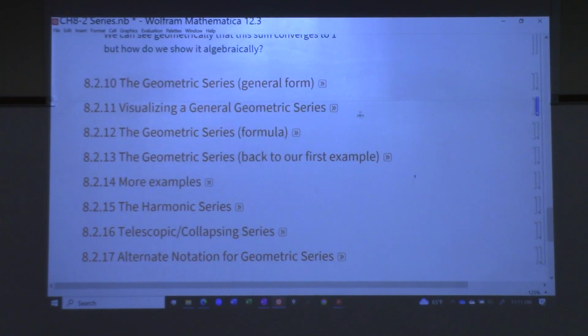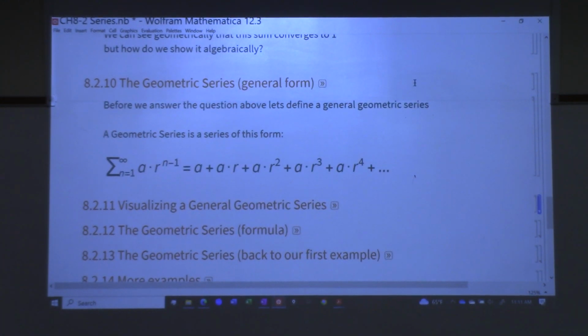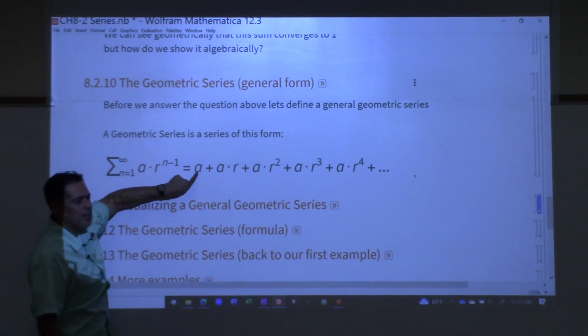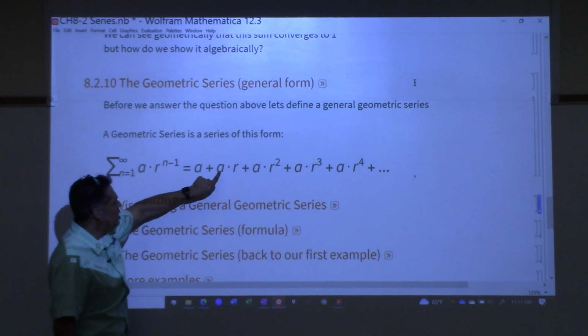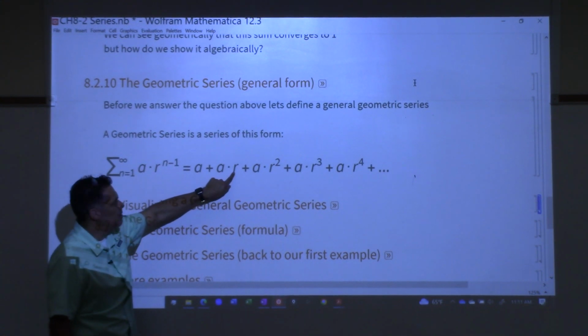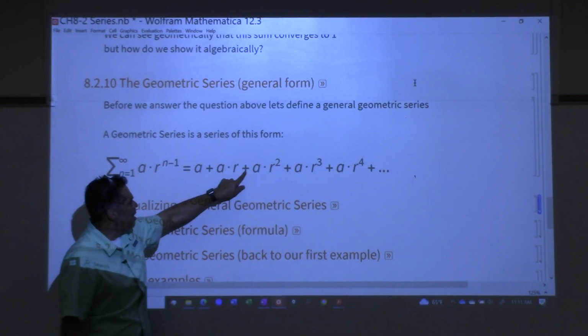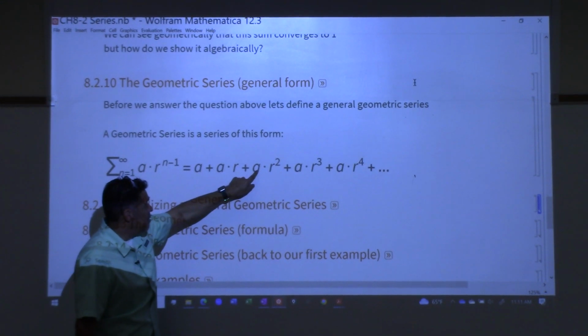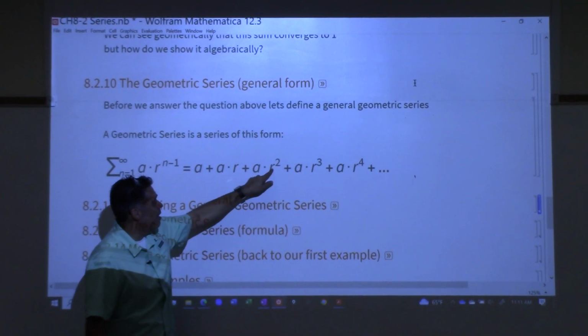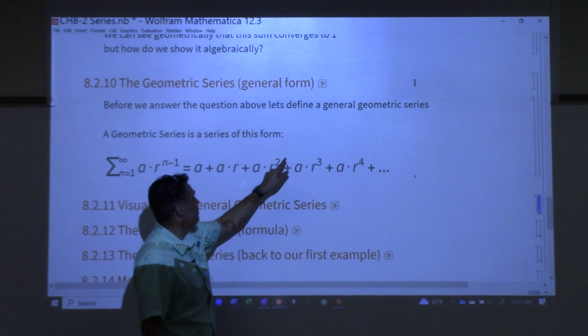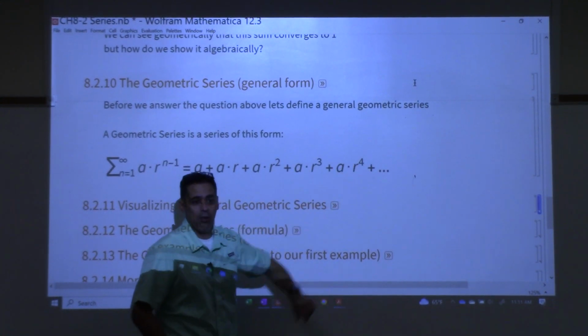Now the general formula. What is the generic form of a geometric series? This is what a geometric series looks like. Ignore that for now. It's a number a plus that same number in front of some other number r. These two are multiplied. Plus that same number a in front of that number r squared, and then that same number a in front of that number r cubed, and then keep going and going and going.